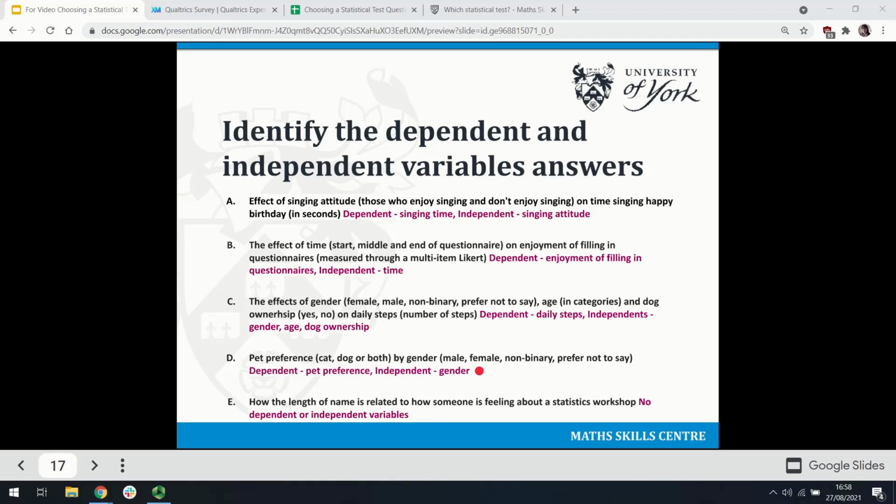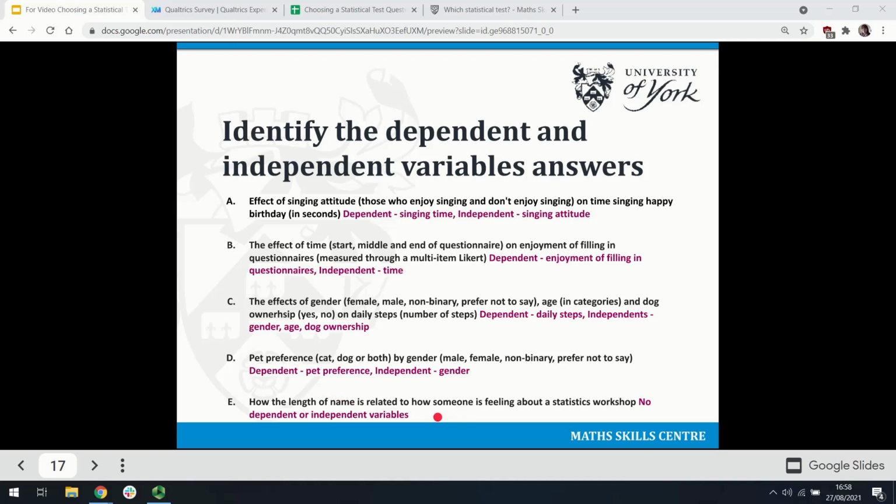This one, we're hypothesizing that depending on your gender, you will have different pet preferences. So therefore, the independent is gender, and it's affecting your pet preference. So the pet preference is the dependent. So there's a cause and effect in all of these ones.